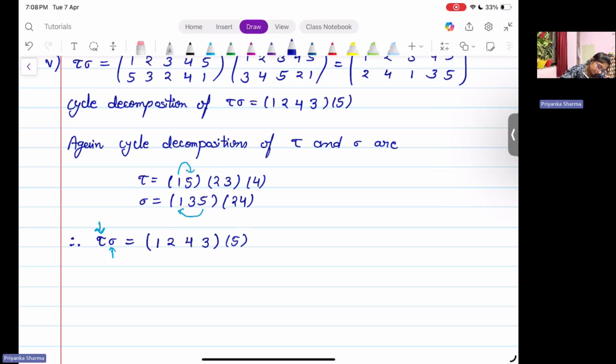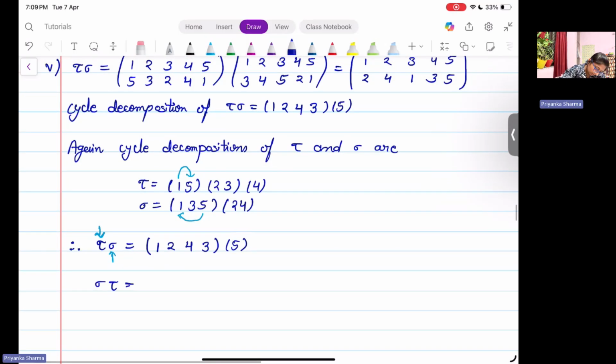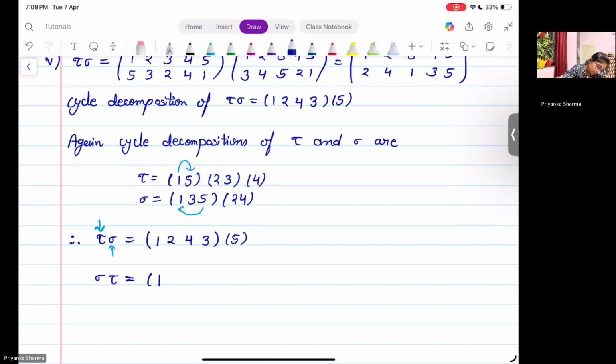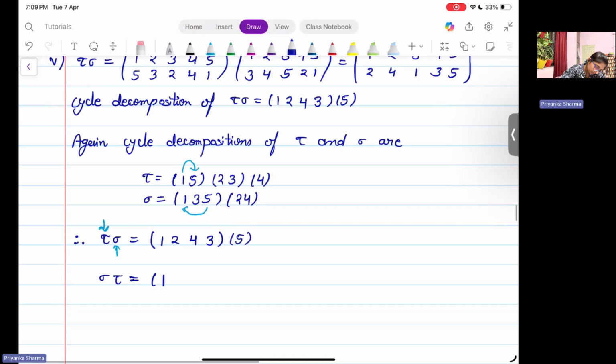Similarly, we can find sigma tau. Let's check whether this is the same or not. But here, note that first we will consider the images under tau and then under sigma. Okay. So let's start from 1. 1 goes to 5, 5 goes to 1. So here we will write, sorry, not 1 goes to 5.